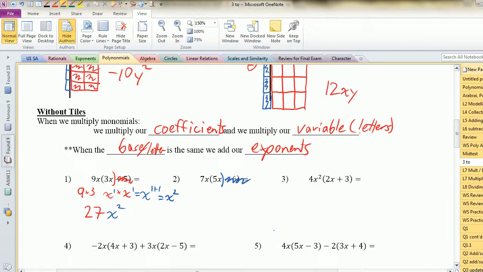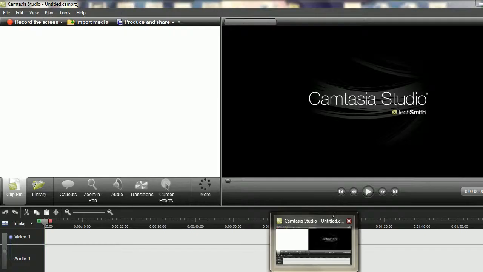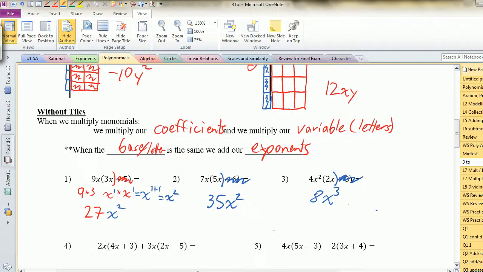Who's got the answer? 35x squared. Good. What if you have something squared? So it's 4x squared times 2x. What could that be? Yep, cubed. So how many cubed though? 4 times 2? 8. 8x cubed. Not 8 cubed, but 8x cubed. There you go. Any questions?